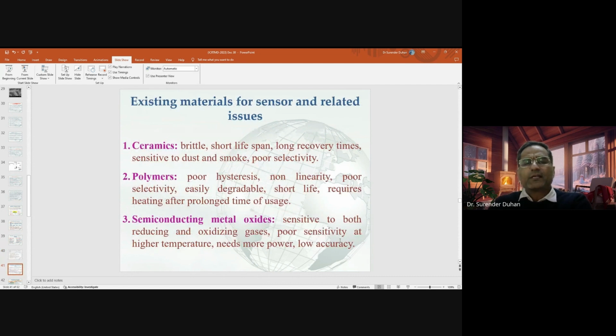Existing materials for sensor-related issues. Materials can be classified into three types: metal oxides, ceramics, and polymers. Ceramics-based: brittle, short lifespan, long recovery time, sensitive to dust and smoke, poor selectivity. Polymer-based: poor hysteresis, non-linearity, poor selectivity, easily degradable, short life, require heating after prolonged usage. Lastly, semiconductor metal oxide: sensitive to both reducing and oxidizing gases, poor sensitivity at high temperature, needs more power, low accuracy.